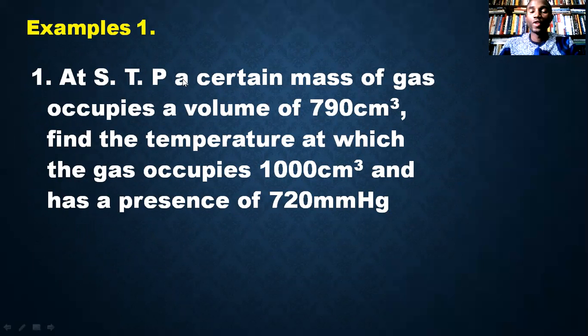One, at STP, just know it's already been said as STP. A certain mass of a gas occupies a volume of, at 790 millimeter mercury. Find the temperature at which the gas occupies this particular volume, and it has a pressure of this. So volume is given, another volume V2 is given, pressure is given here, and another one is in standard pressure. Then you are asked to look for the temperature.